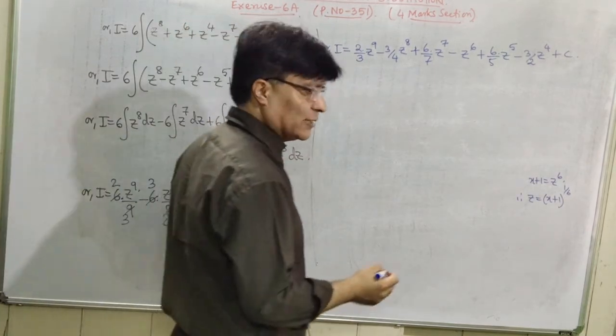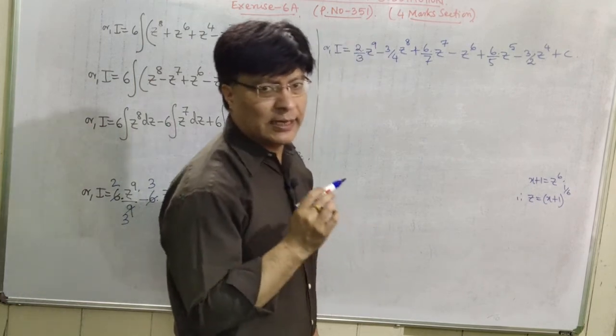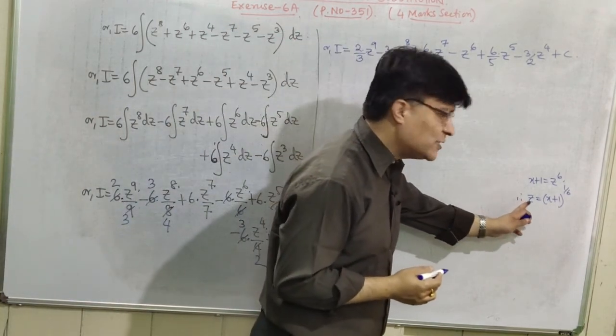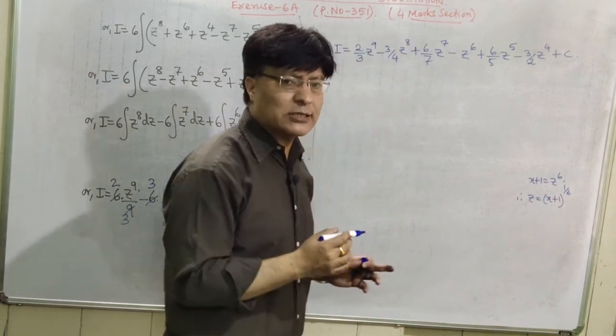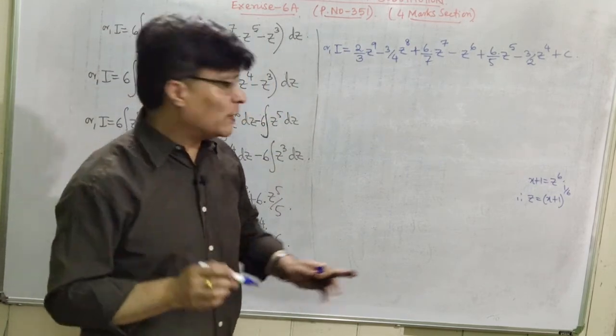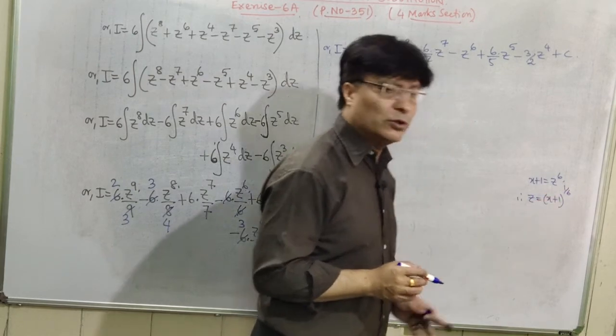So actually in this case, x plus 1 was assumed as z to the power 6, isn't it? So what is the value for z here? It is x plus 1 whole to the power 1 by 6. It is just like cross multiplication in the power. But you have to do the cross multiplication in the power. In this case, z is equal to x plus 1 whole to the power 1 by 6.